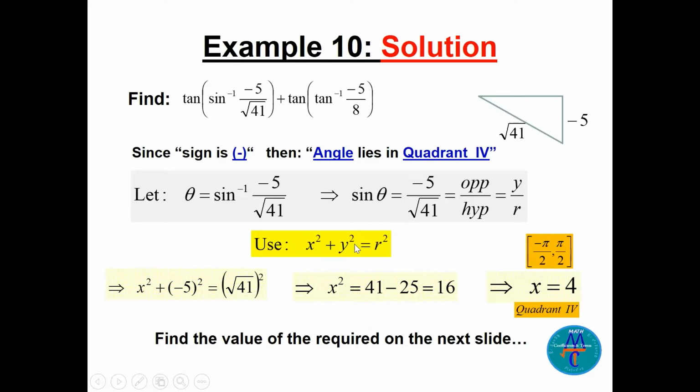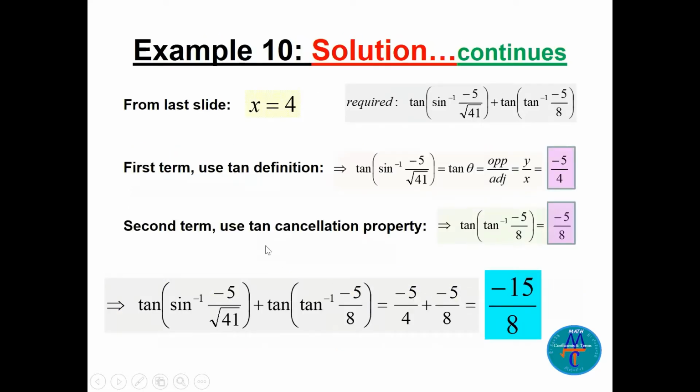So use x squared plus y squared equals r squared. So I can write x squared plus 25 equals 41 when you square this. So x squared will be 16, x will be plus or minus 4. So in quadrant 4, we take x positive. Quadrant 4, and this is the condition of the sine inverse.